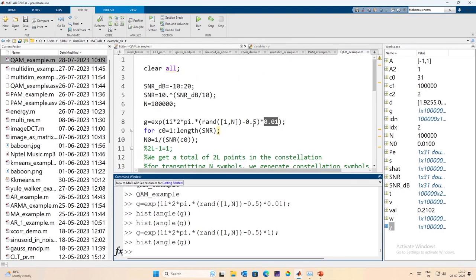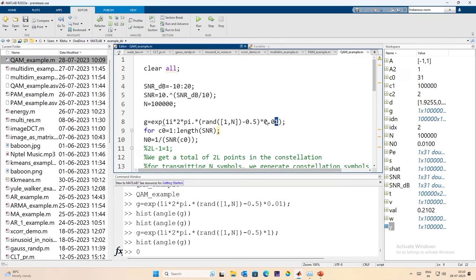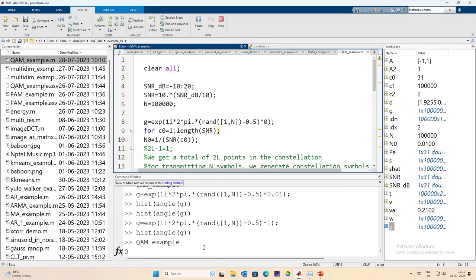So now let us repeat this experiment. First make this 0 to get the no error case.